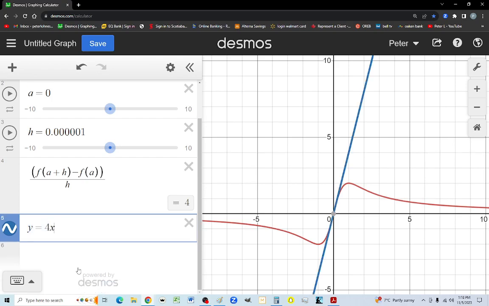So the instantaneous rate of change at 0, 0 is 4x, or it's actually 4. And when you take an instantaneous rate of change of a number, it's 0. It's a flat, it's a horizontal line. I think that's what they're getting at. Stupid question, really.